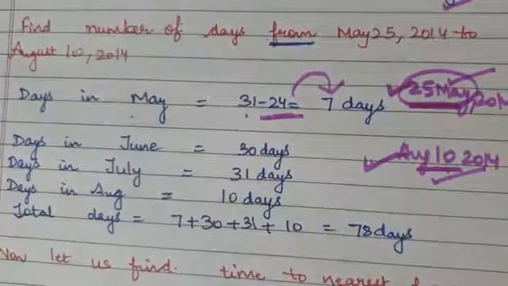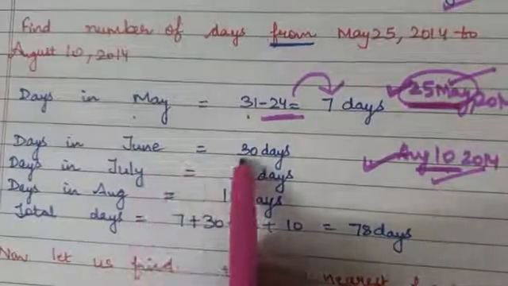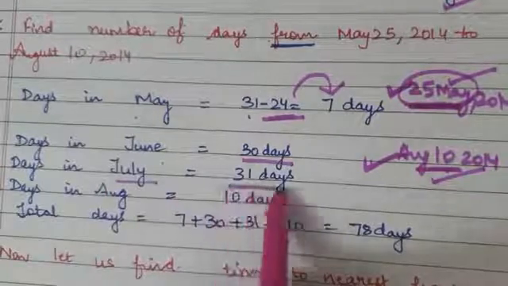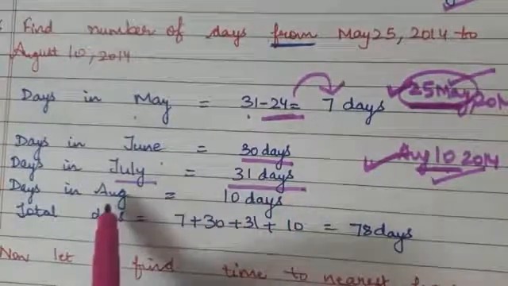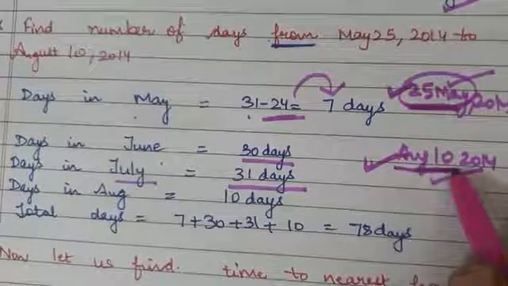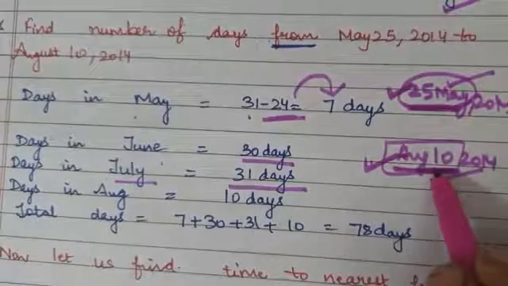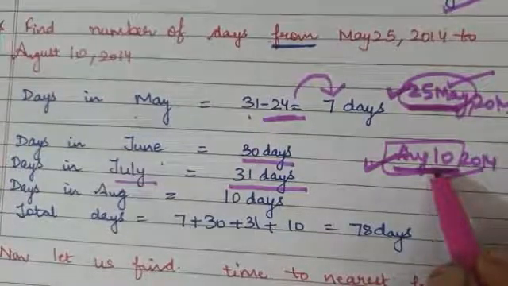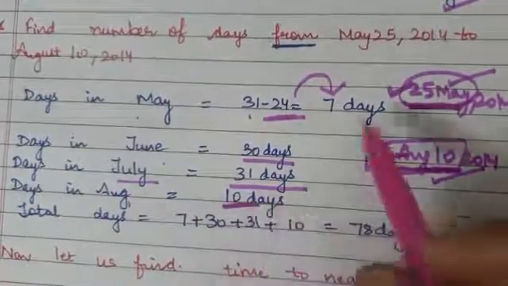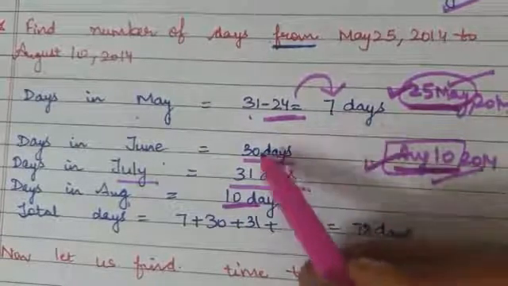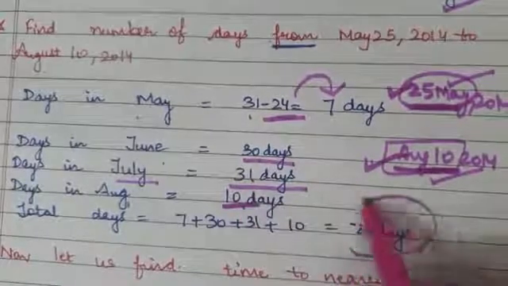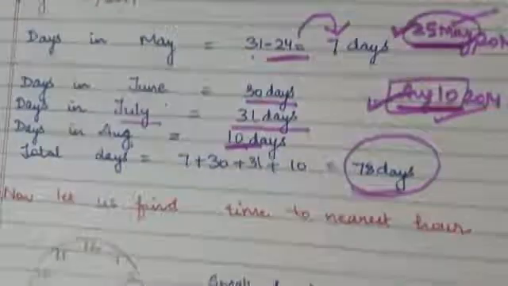Now next is June, and in June there are 30 days. Next is July, and there are 31 days. And then we have to reach till August 10, means August 10 is also included. So the total number of days in the month of August will be 10 days. So now on adding 7, 30, 31 and 10, we got 78 days. Clear, children?